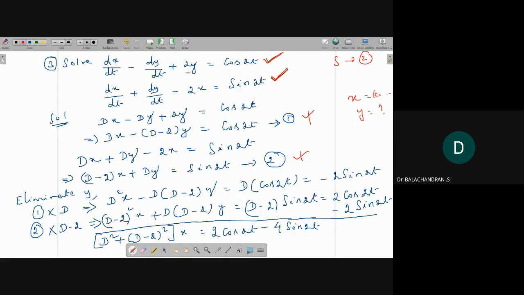Even if you choose the second one, here you have to substitute x, differentiation, but still you have dy. If you choose this equation, again you have dx and dy. So it is better to add these two equations. If you add these two equations, minus dy by dt plus dy by dt gets cancelled. So you have 2 times dx by dt plus 2y minus 2x equal to sine 2t plus cos 2t. From this you can easily find y. So that is a little bit easier way.